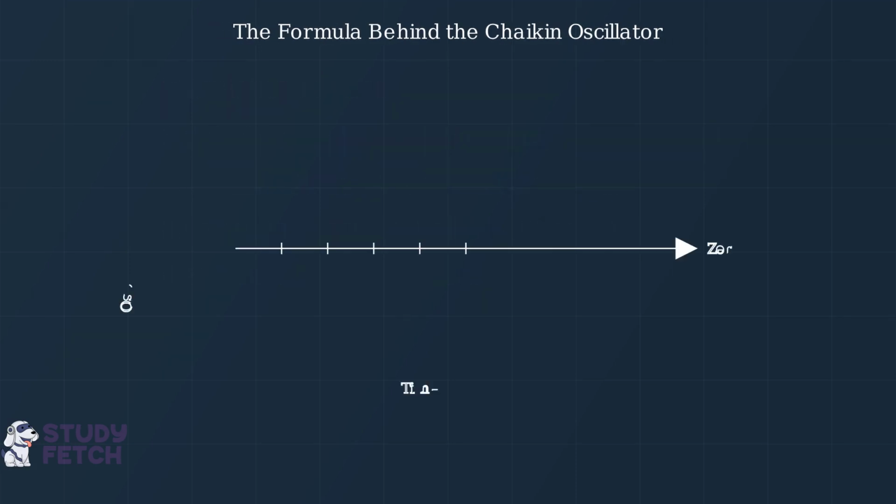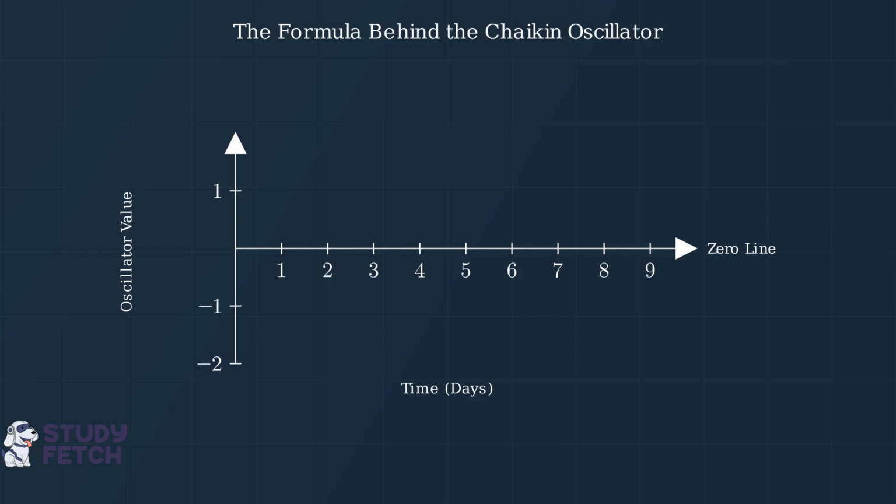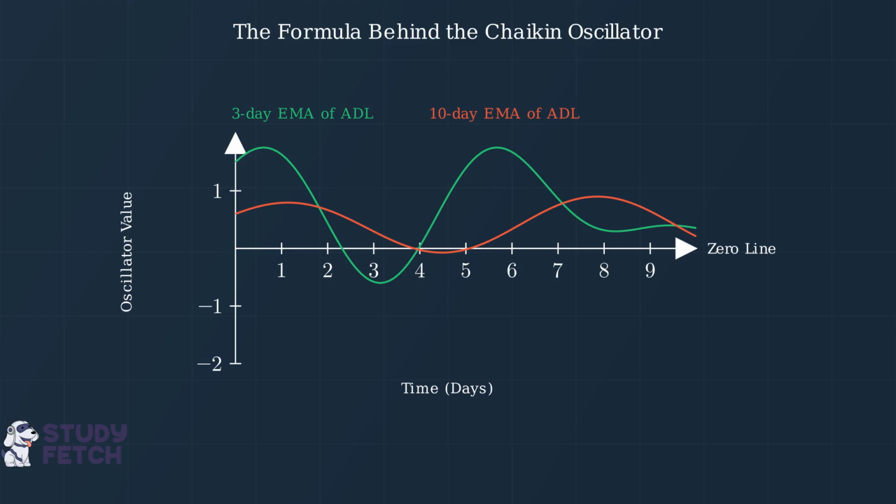Let's visualize how these EMAs interact to form the Chaikin oscillator. The 3-day EMA tracks rapid changes in accumulation and distribution, while the 10-day EMA follows the longer trend. The Chaikin oscillator is the difference between these two EMAs, fluctuating above and below the zero line as momentum shifts.